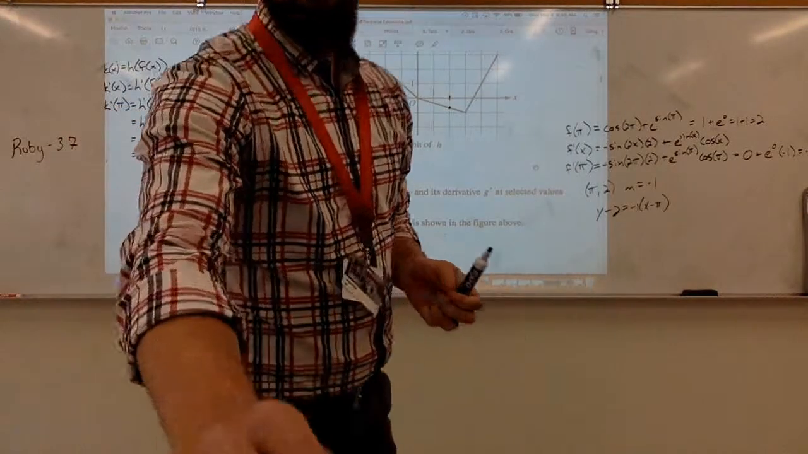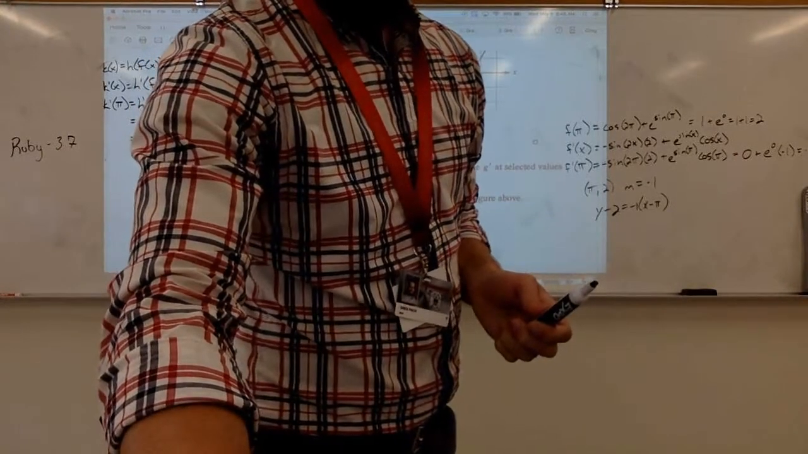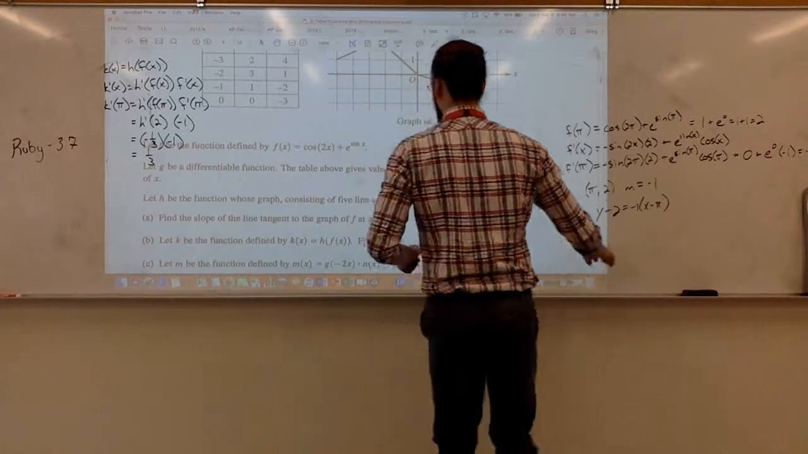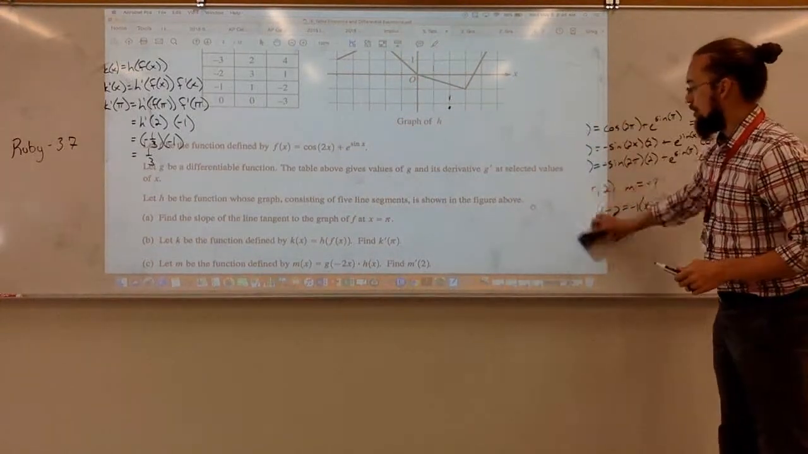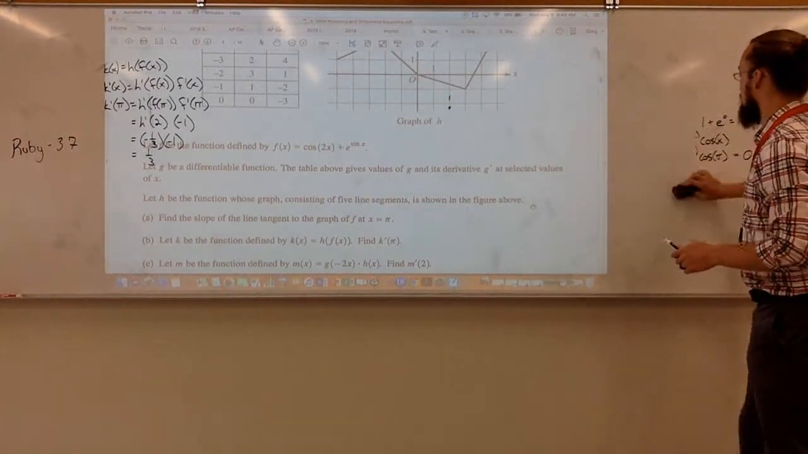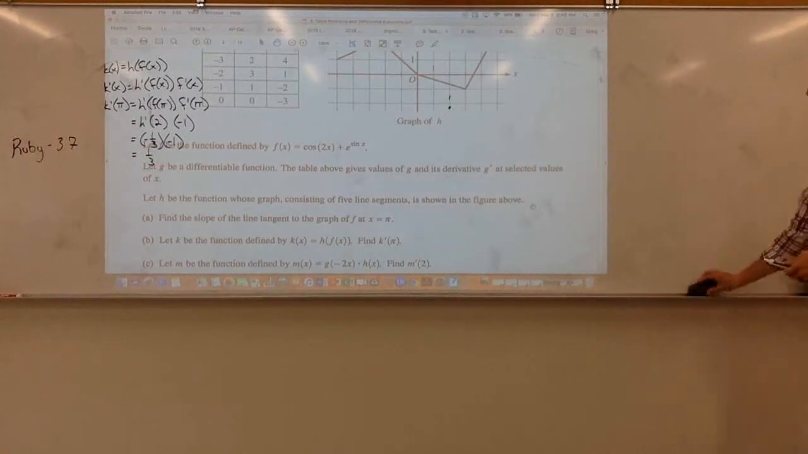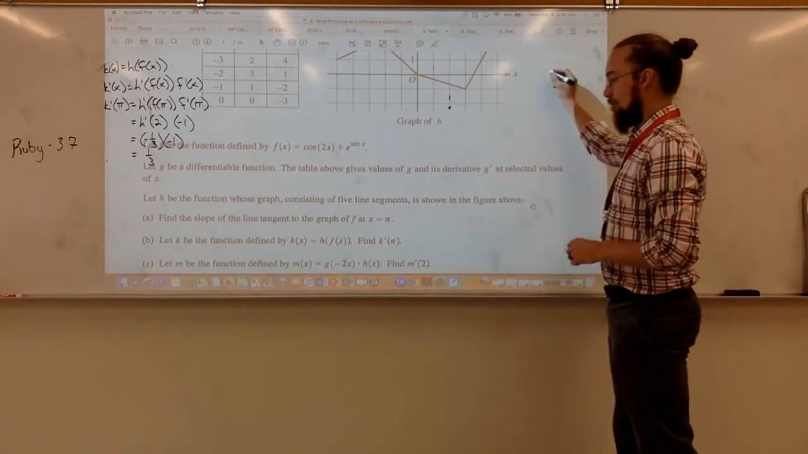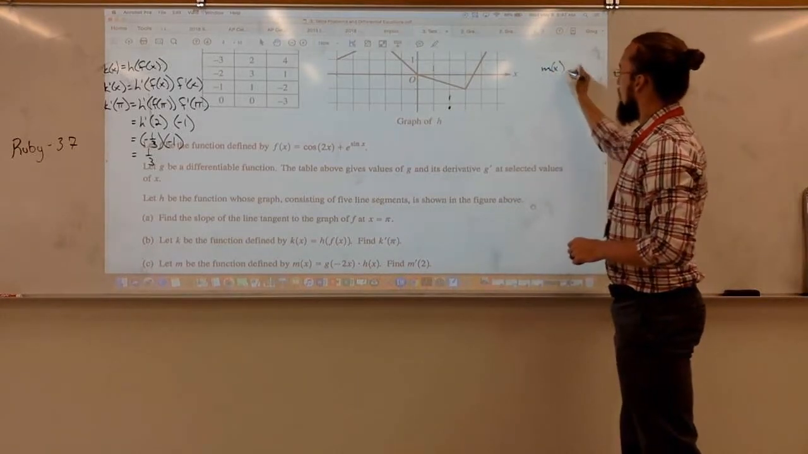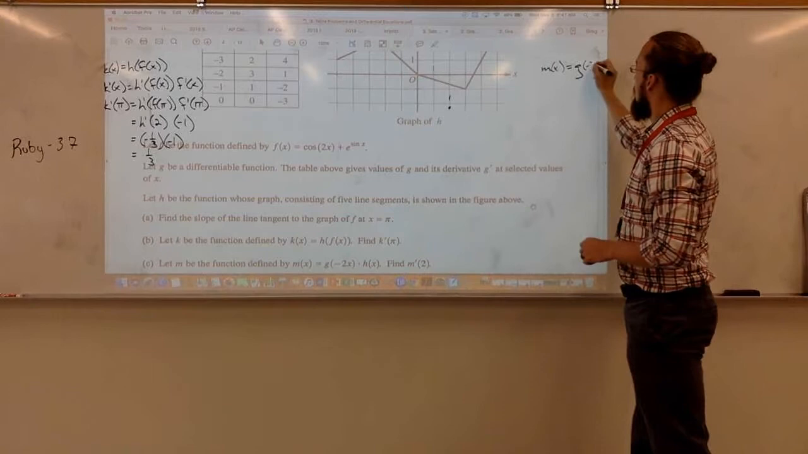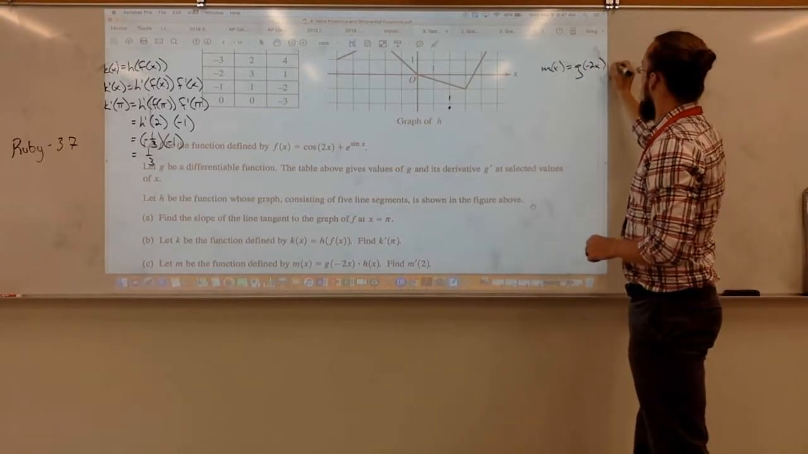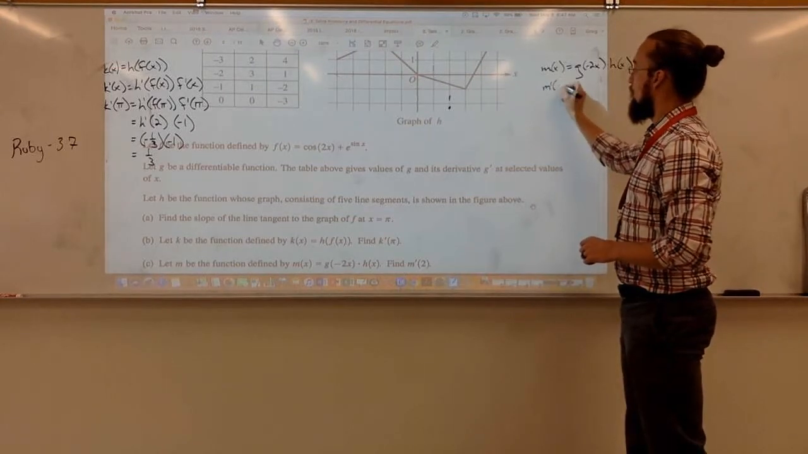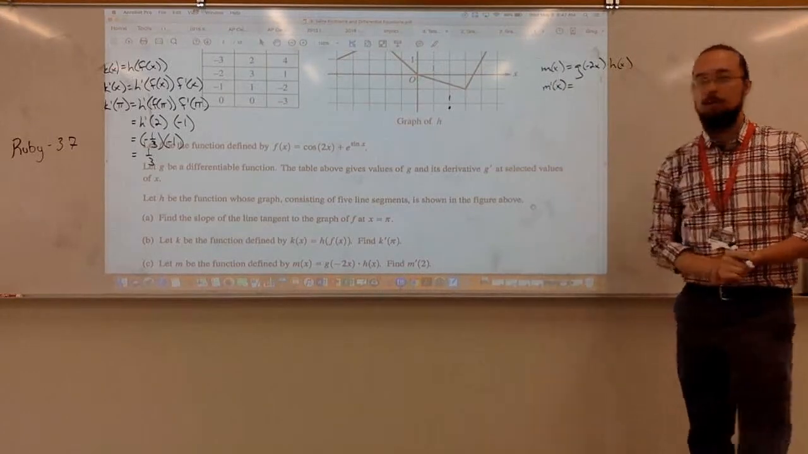Part C then says we're going to take some other function, m, and define it to be g of negative 2x times h of x. And we want to find m prime of 2. So, m of x equals g of negative 2x times h of x. So, I need the derivative. Sharon, how do I take the derivative?